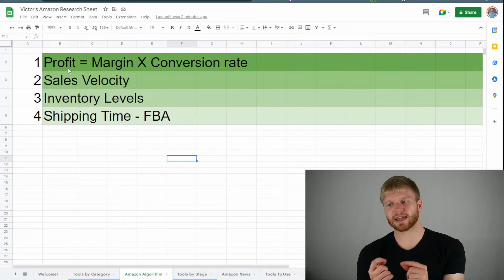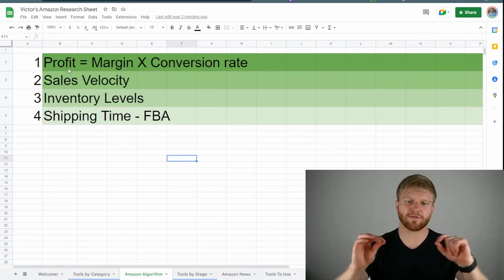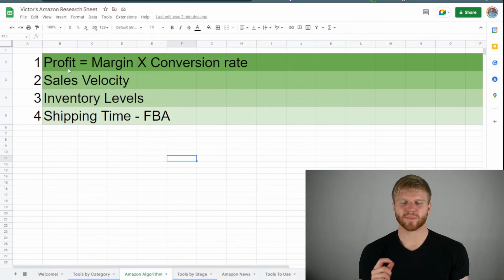So, at the end of the day, they only care about how much profit is going to come that way. That is, if the conversion rate is the same. So all Amazon cares about at the end of the day is how much profit you can get them the fastest. That is how the Amazon algorithm is currently set up.